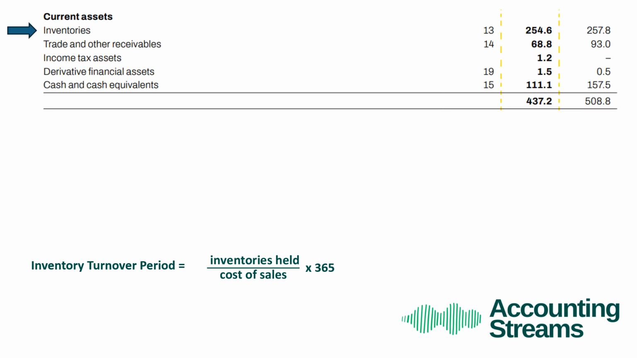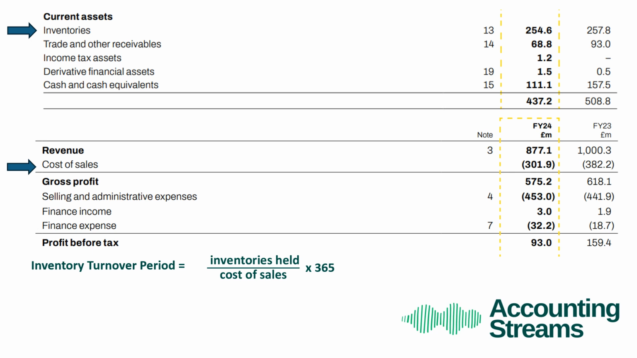Some analysts may use average values on the numerator of this fraction, using the average of the opening and closing values for stock. Others may use the year-end value, and that's the approach I'm going to take. Whichever approach you use, you must be consistent. Cost of sales is easily found on the profit and loss account.